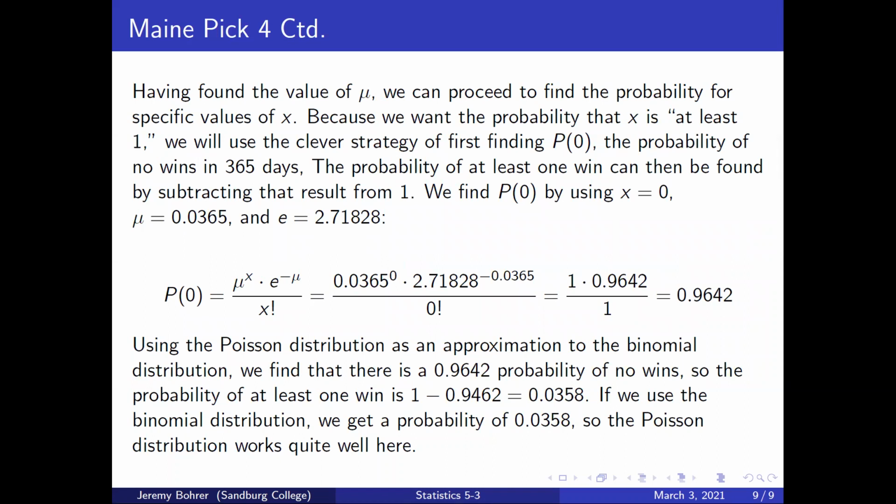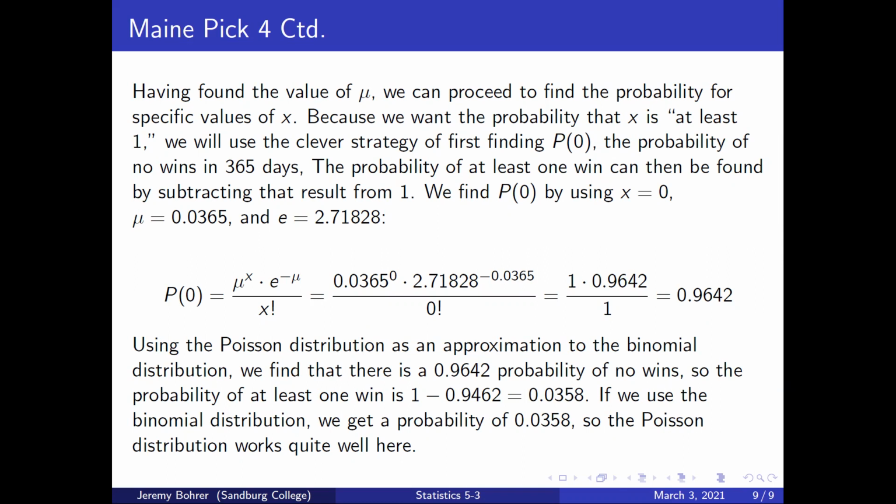Having found the value of mu, we can proceed to find the probability for specific values of x. Because we want the probability that x is at least 1, we will use the clever strategy of first finding P of 0, the probability of no wins in 365 days. The probability of at least one win can then be found by subtracting that result from 1. We find P of 0 by using x equals 0.